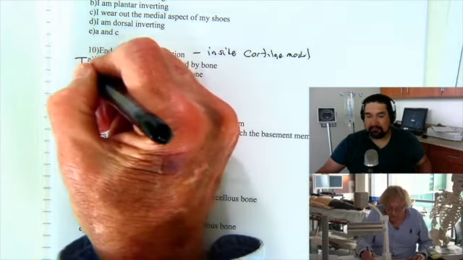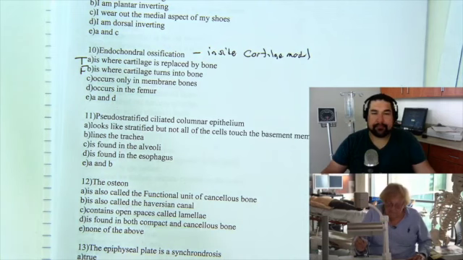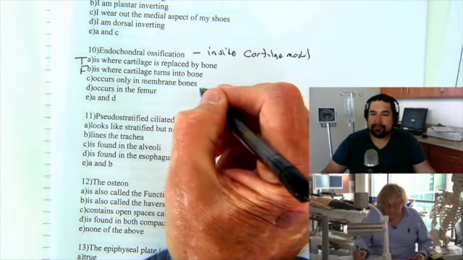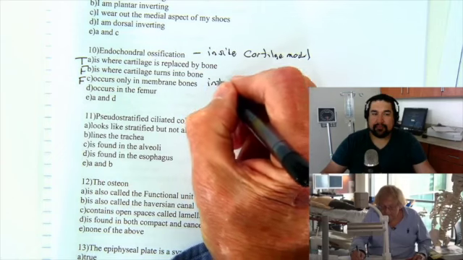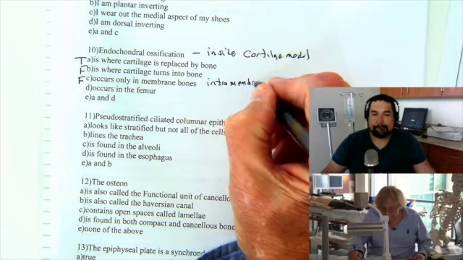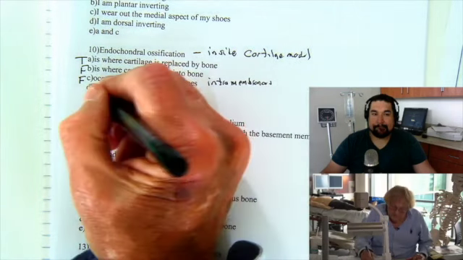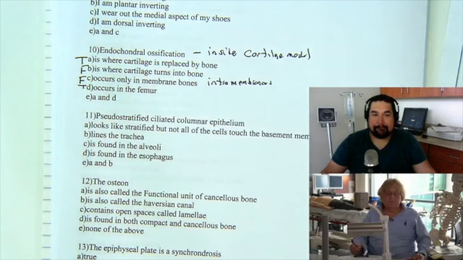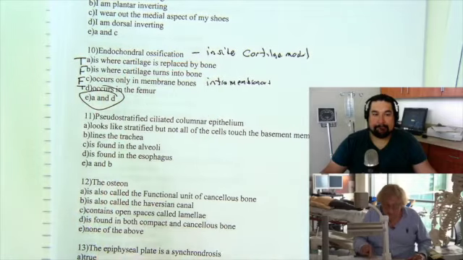Remember, that's always false. Cartilage can never turn into bone. Cartilage can only be replaced by bone. Occurs in membrane bone. No, remember, that's going to be false because that's intramembranous. Occurs in the femur. Well, the femur is a long bone, and most of the bones in the body are endochondral, so that's a true statement. So there's your answer, A and D.